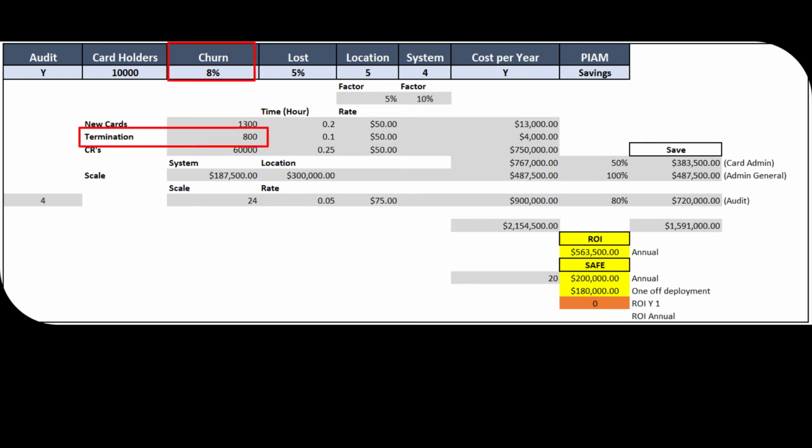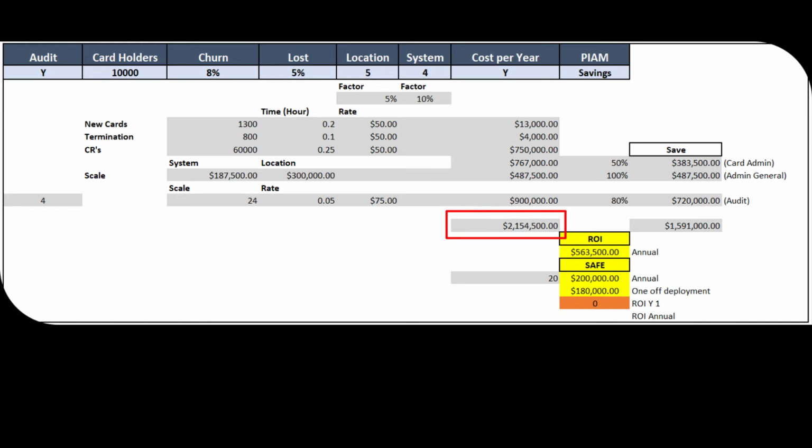With a churn rate of 8%, there will be around 800 persons leaving the organization, which also requires removing all old cards in the PACS system. Since cardholder identities may need to be processed in multiple locations across multiple systems, we have a scaling factor based on the number of systems and locations, in addition to the number of mandated audits per year. Based on these parameters, we are able to get an annualized cost for system administration.